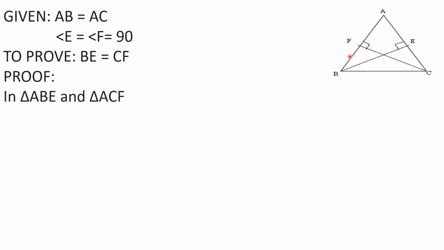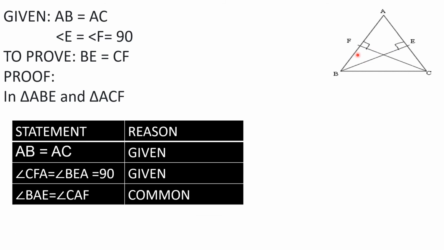So first let us take two triangles, triangle ABE and ACF. In these two triangles, you can observe that both the angles are 90 degrees and angle A is common in both the triangles, and also AB is equal to AC. Therefore, by angle angle side, first you take this angle, then angle A, then side AB. Similarly, considering this triangle, you take angle F, angle A, then AC. Therefore, by angle angle side, these two triangles are congruent, and by CPCT we can prove that BE is equal to CF. So you write all the three conditions over here.